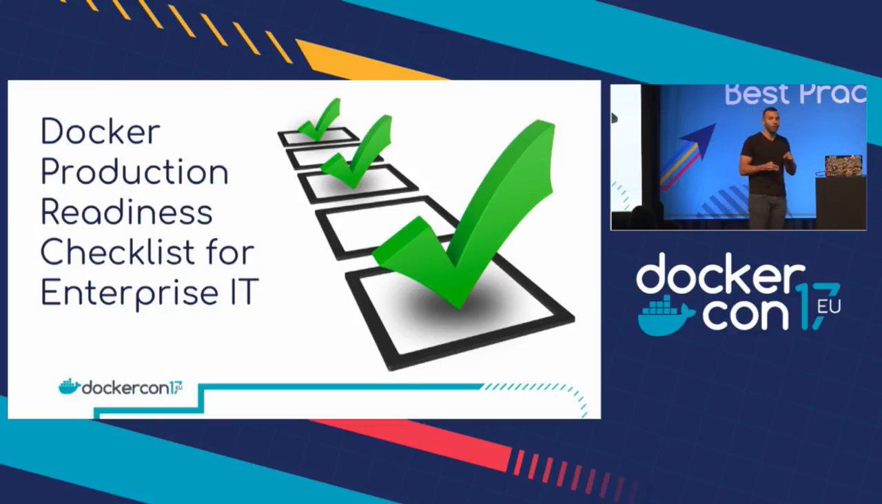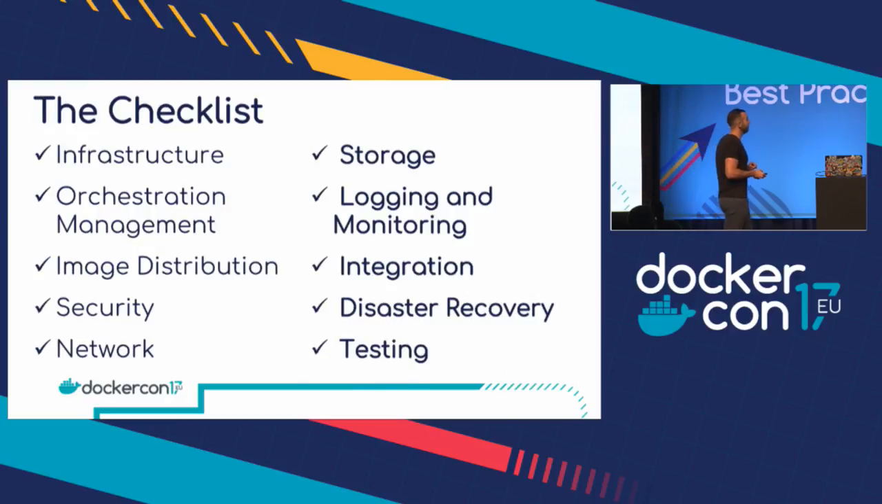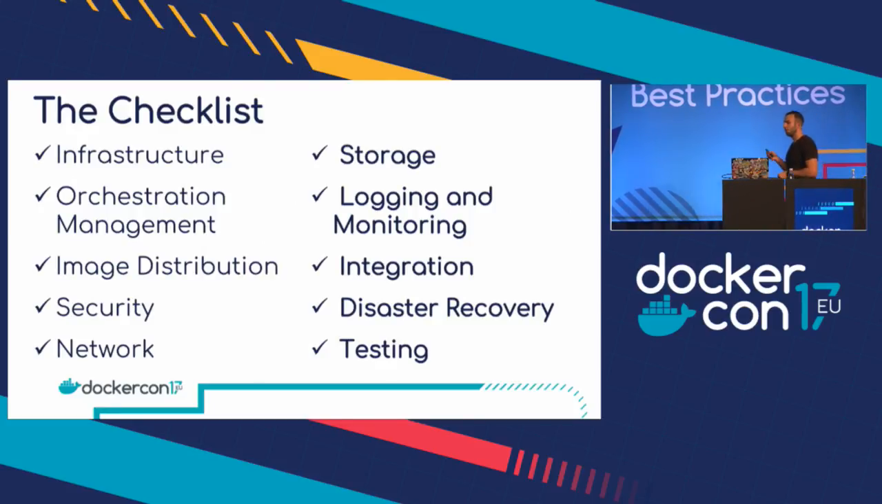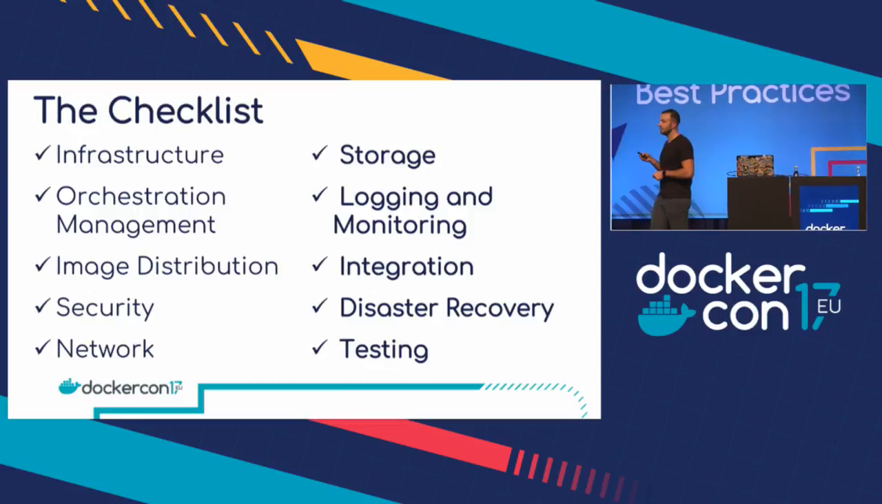And today, I'm going to walk you through a Docker production readiness checklist for enterprise IT. The main focus is going to be Docker EE, but again, this also pertains to Docker overall. This is the checklist of items that we're going to go through. It's going to go from infrastructure to orchestration, management, image distribution, security, networking, storage, logging and monitoring, integration, disaster recovery, and testing. This is not going to be an all-exhaustive list, but this is a good start.